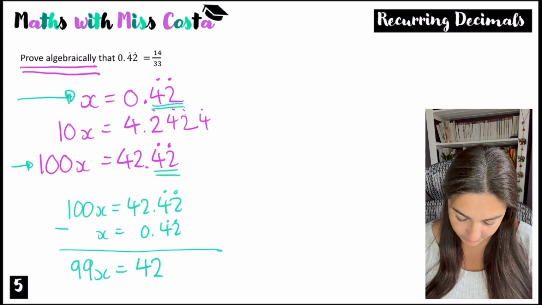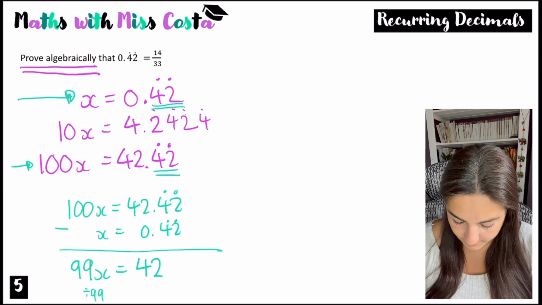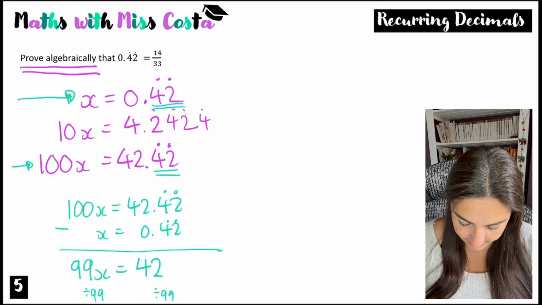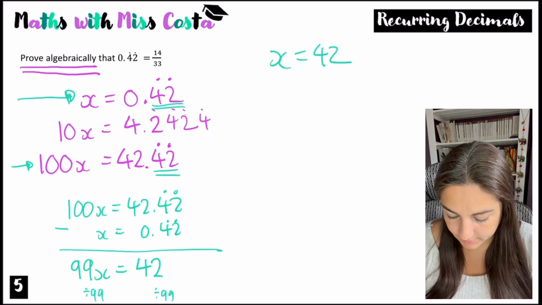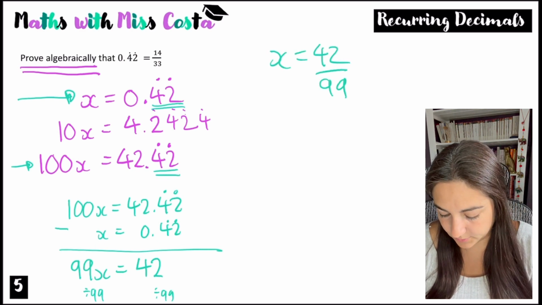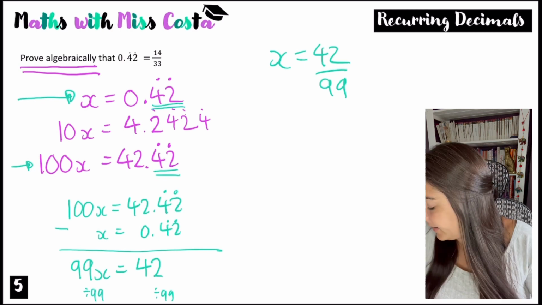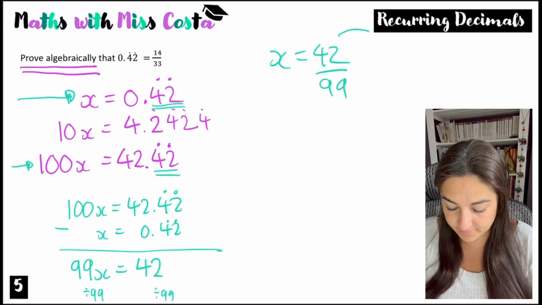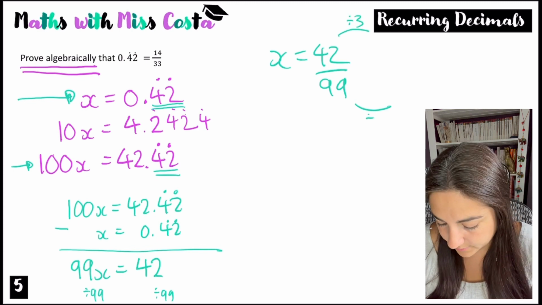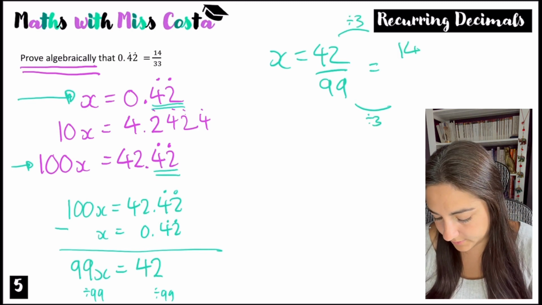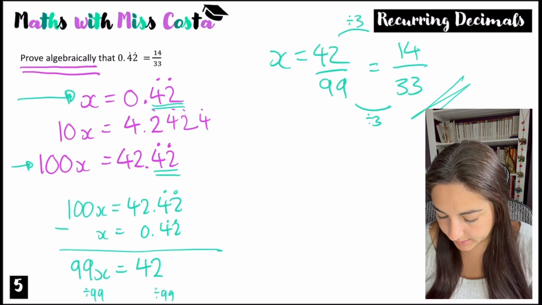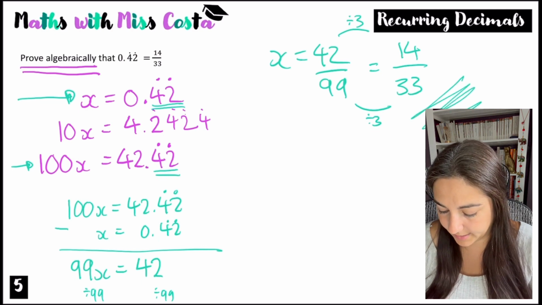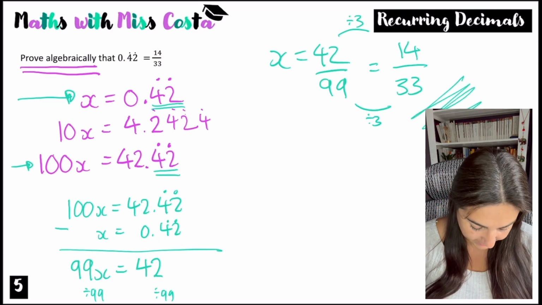So I'm just hoping I've done it. So then we'd say we divide both sides by 99. So x is 42 over 99. Can I simplify that? Well, let's see. If I divide it by 3, divide by 3, divided by 3 is 14 over 33. And that's how you prove that algebraically.